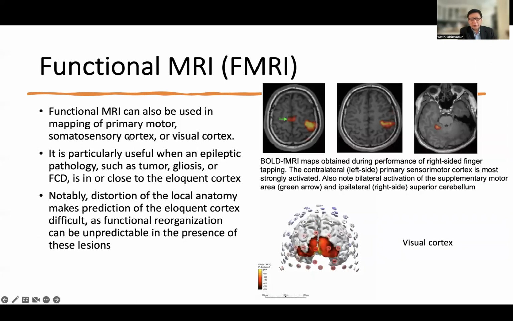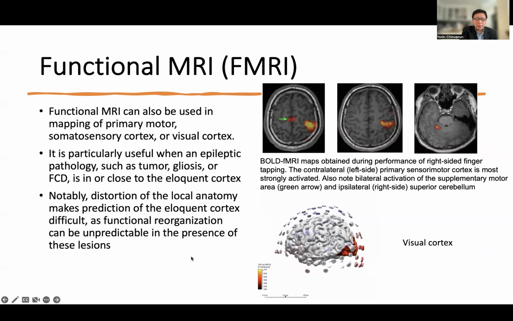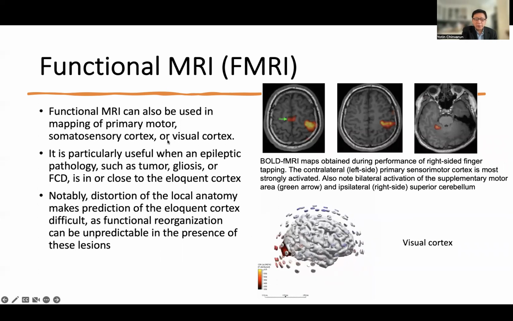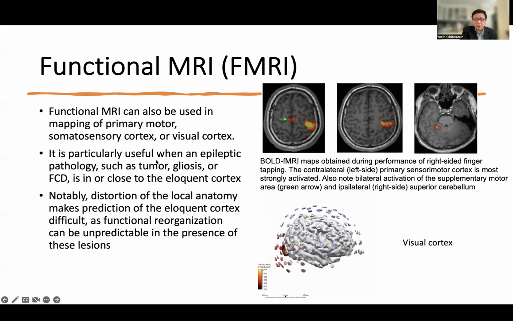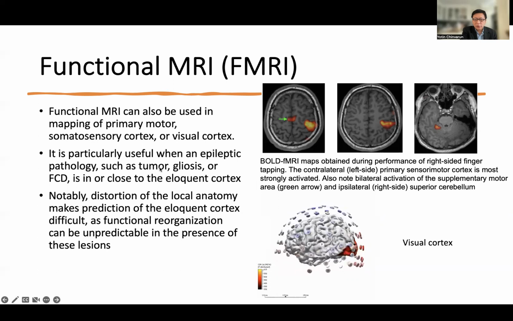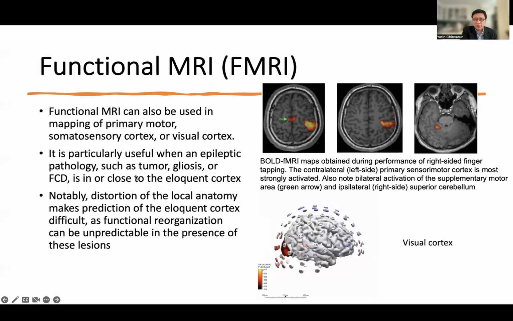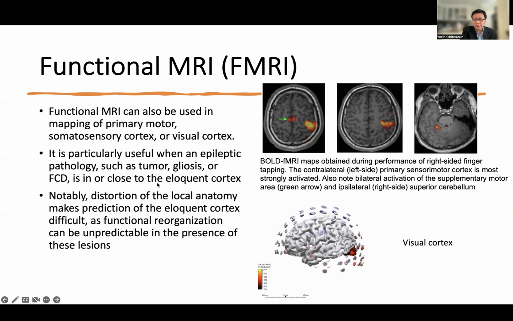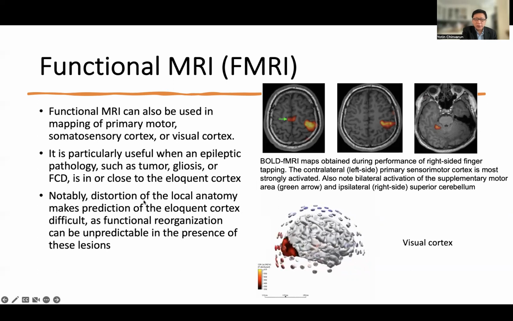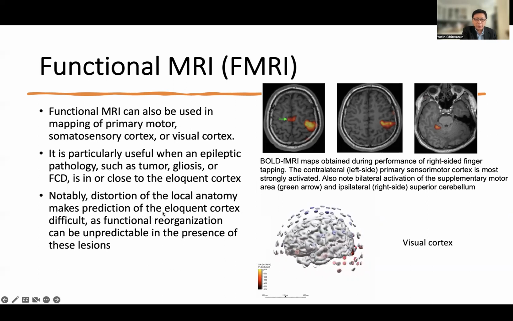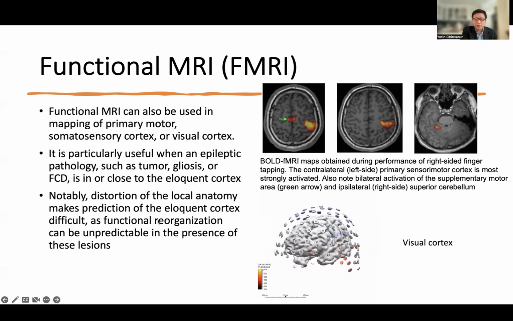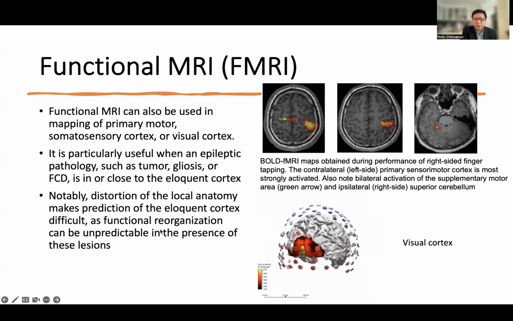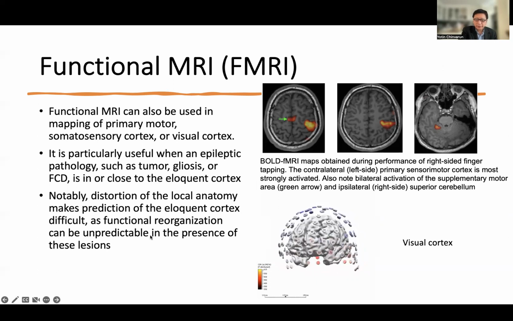Also, functional MRI can be used for mapping the primary motor cortex, somatosensory cortex, and also the visual cortex. It is particularly useful when epileptic pathology such as tumor, gliosis, or FCD is very close to the eloquent cortex. Distortion of the local anatomy makes predicting the eloquent cortex difficult, and the functional reorganization could be unpredictable in the presence of this lesion.